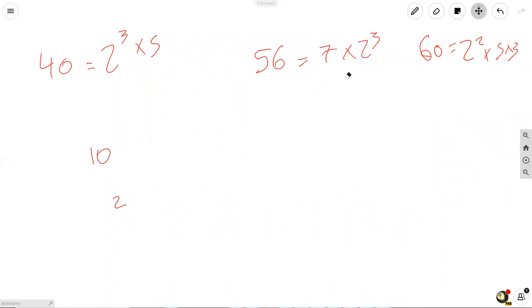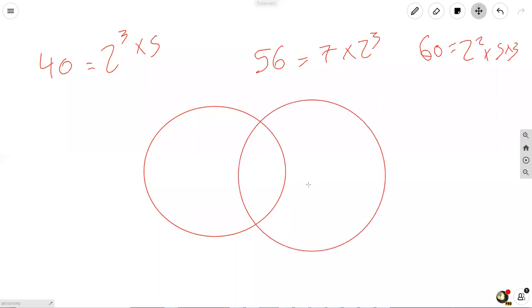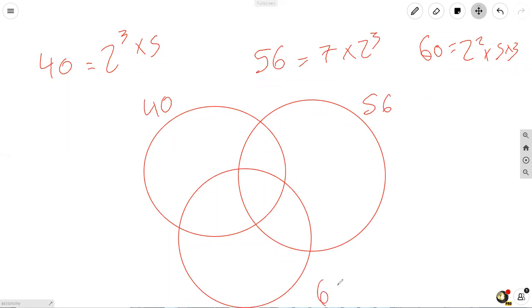Now is the hard part. No, it's not the hard part. It's the fun part. No, this is the last question. I'm going a little bit over because I'm having so much fun with all of you. You've been all amazing. So I'll just do 3 circles. 1, 2, 3. I'll call one of them 40, 56, 60.